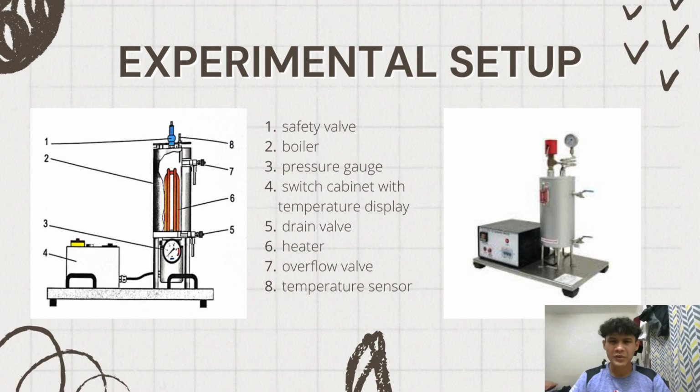And for the experiment setup, we have the Marcet boiler, including first, the safety valve on the top of the Marcet boiler, second is the boiler, third is the pressure gauge, four, switch cabinet with temperature display, five, drain valve, six, heater, seven, overflow valve, and eight, the temperature sensor.